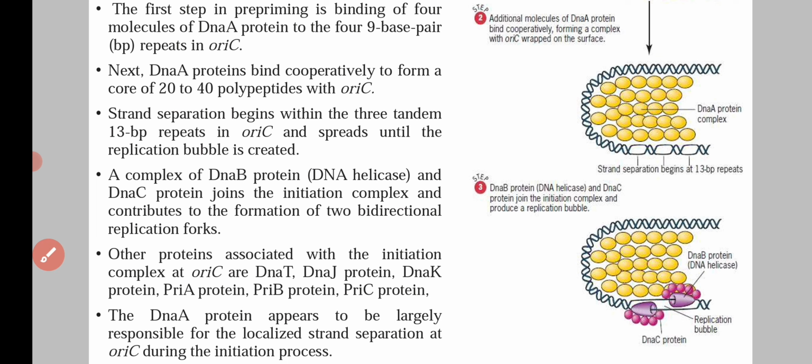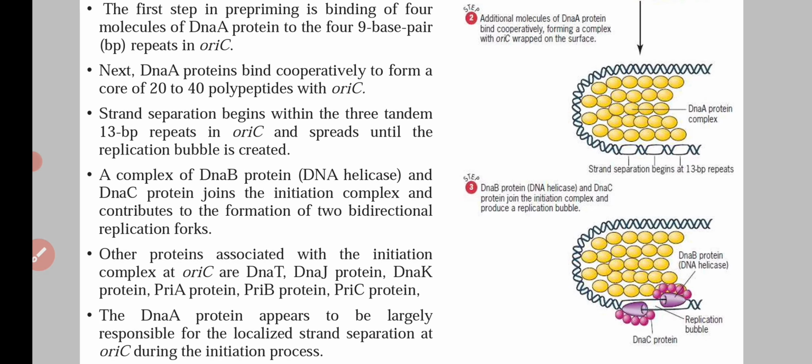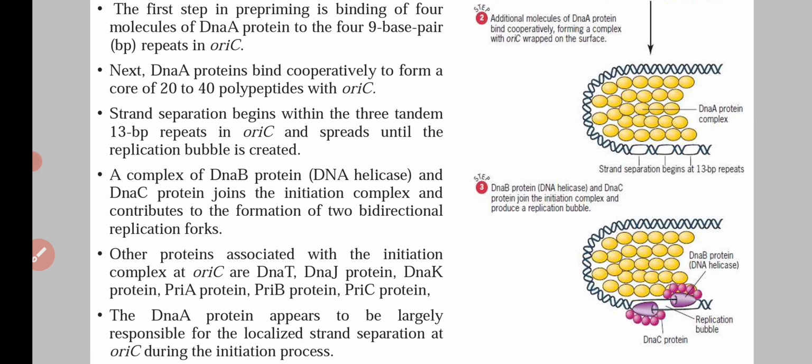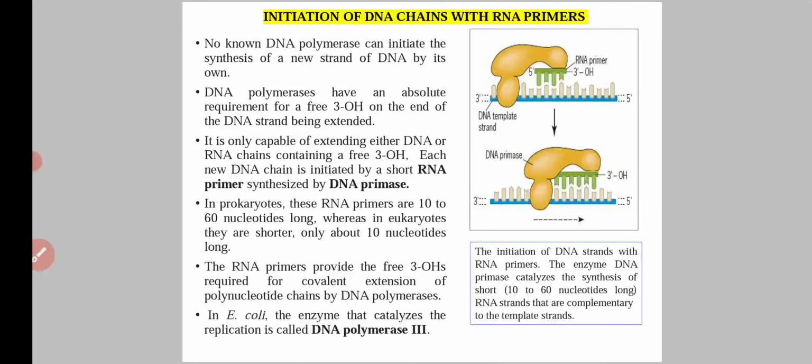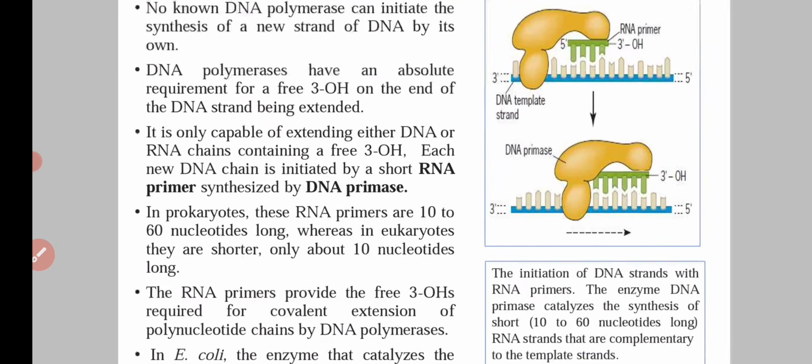So this is the first step in DNA replication, replication bubble formation, which is carried out mainly by the DnaA protein. After that, the helicase, DnaB protein, joins the replication bubble and carries out the separation of the two DNA strands in both directions. After that comes initiation of the DNA chain with an RNA primer.